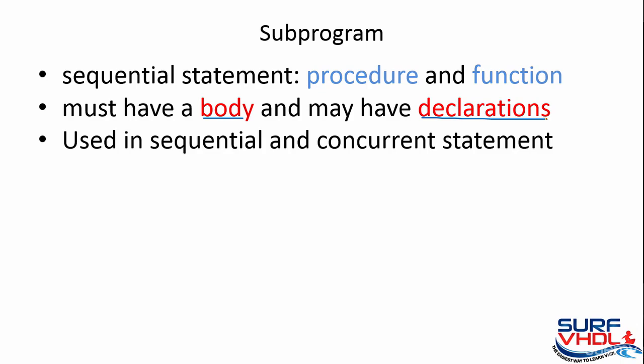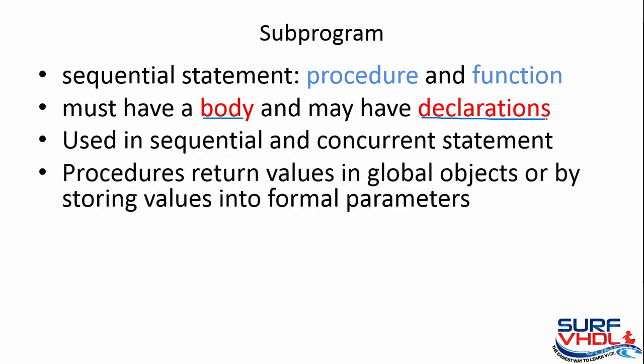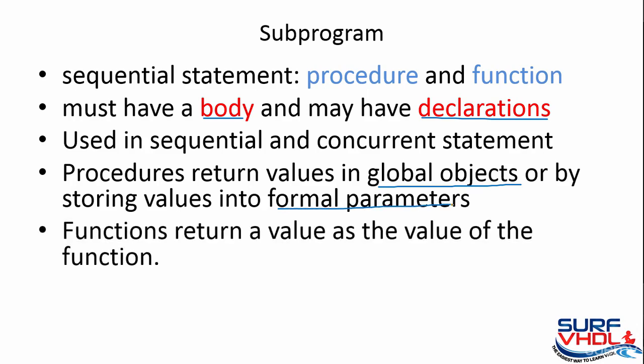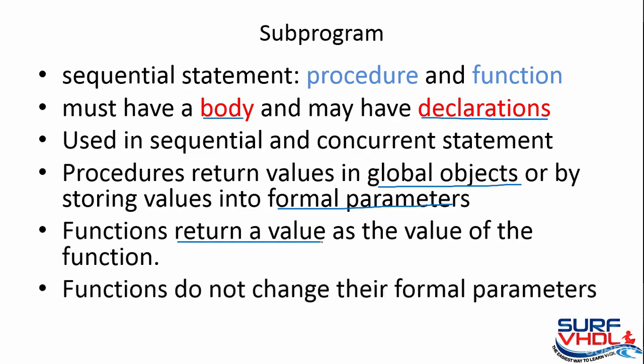The procedures and functions have different approach in handling the formal parameter. Procedures perform sequential computation and return values in global object or by storing values into formal parameters. Functions perform sequential computations and return a value as the value of the function. Functions do not change their formal parameters.